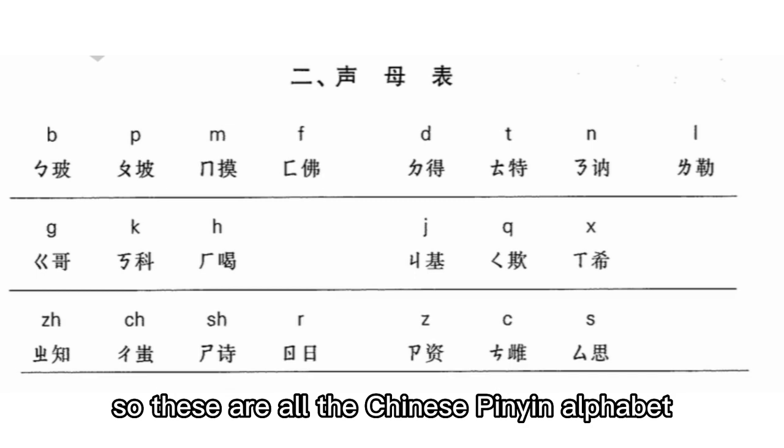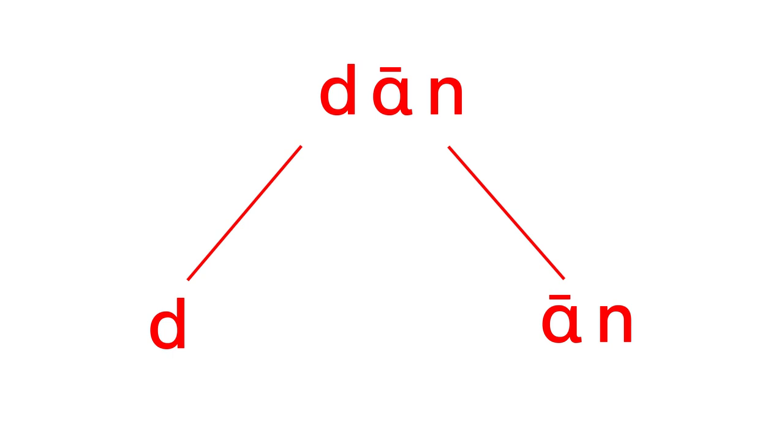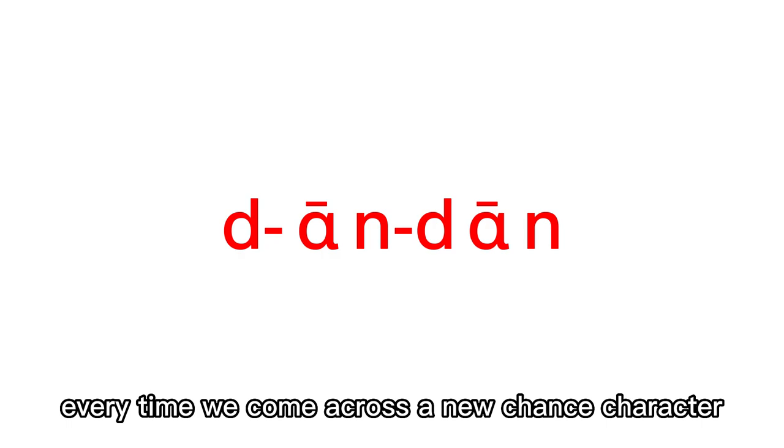Now the key problem is how to pronounce or spell a Pinyin. For example, the character dan means single. Its Pinyin is dan. It's in first tone. Let's separate this Pinyin. De, an. So de is an initial consonant. An is a vowel. When we spell this Pinyin, we say de an dan. Every time we come across a new Chinese character, we spell its pronunciation in this way. You can practice it later on your own.